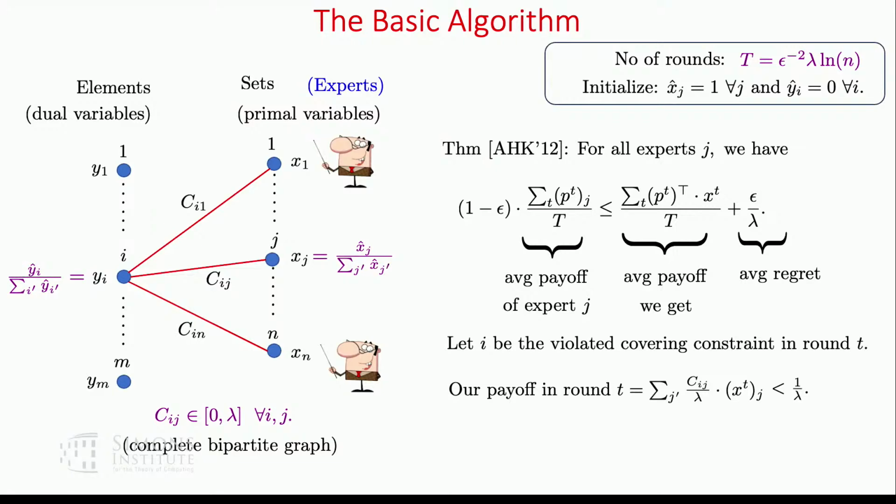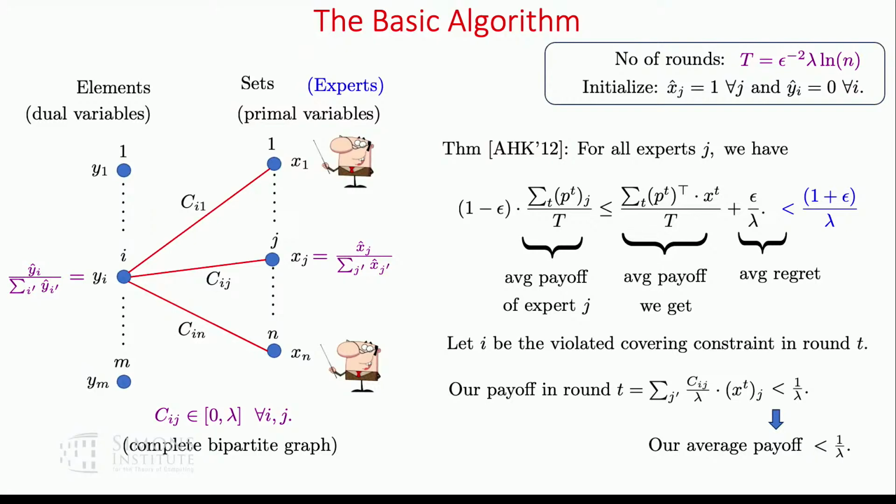So if our payoff in any given round is at most 1 over lambda, of course our average payoff over all rounds is still at most 1 over lambda. So now we know that our average payoff is at most 1 over lambda. This regret was at most epsilon over lambda. So we just add these two things up. The right hand side is just 1 plus epsilon divided by lambda.